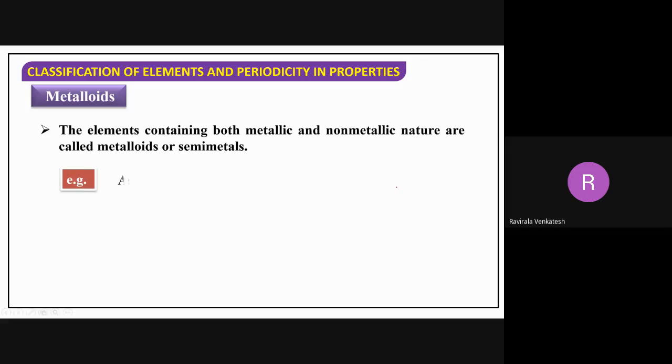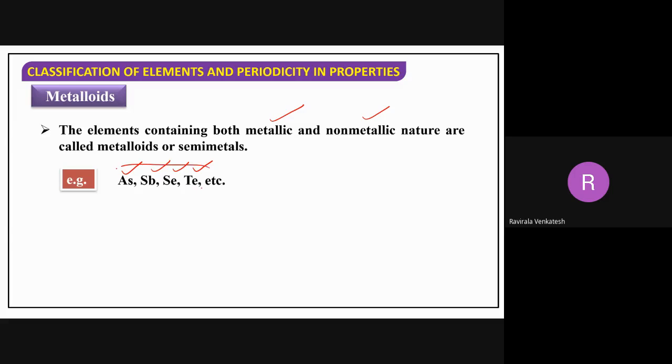Next, metalloids. These elements contain both metallic and non-metallic character. What are the examples? Arsenic, antimony, selenium, tellurium. They come under these examples. These are the examples you have to remember actually. Metalloids.